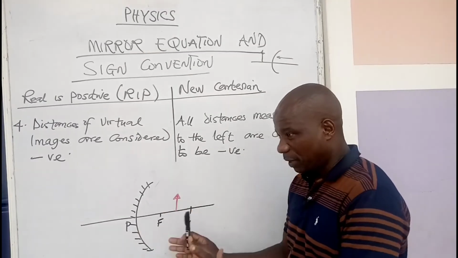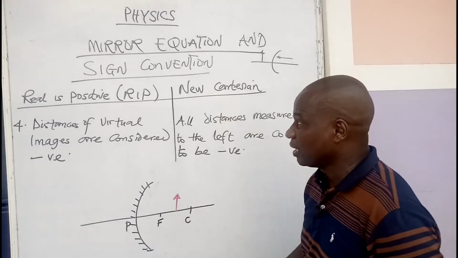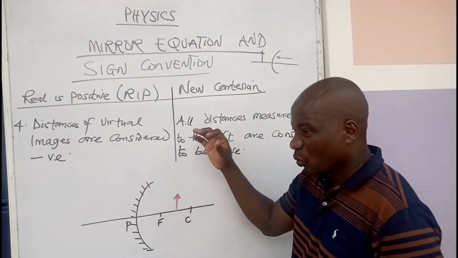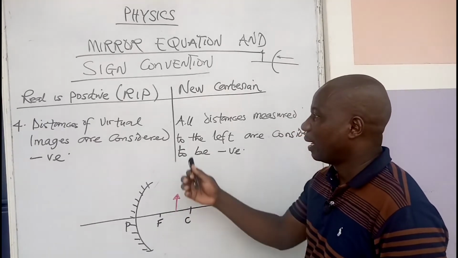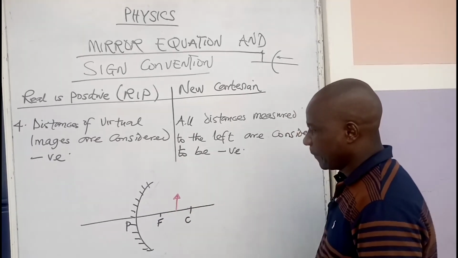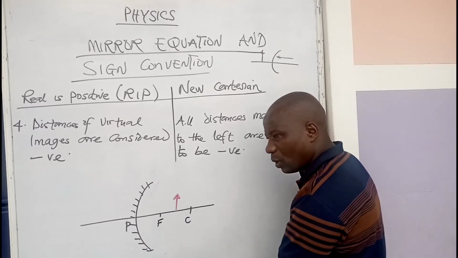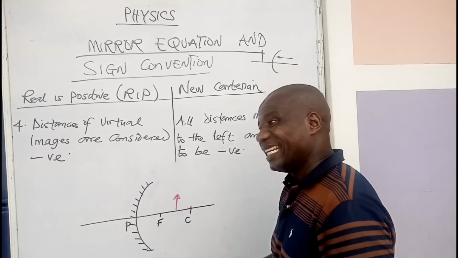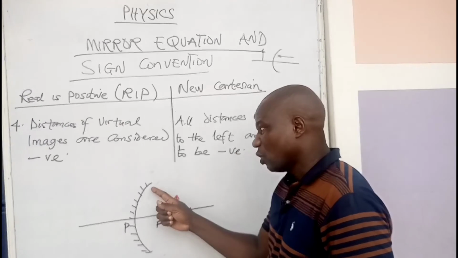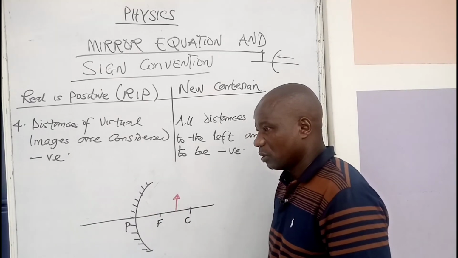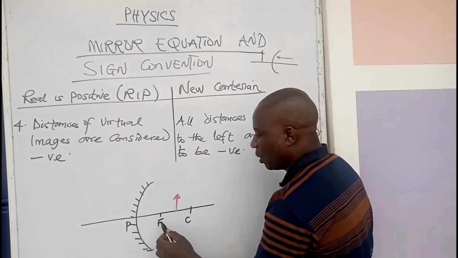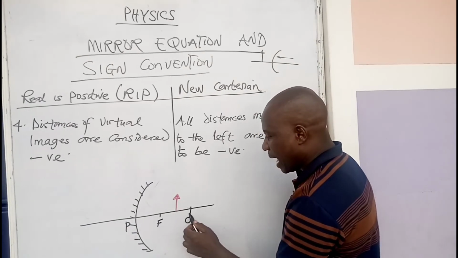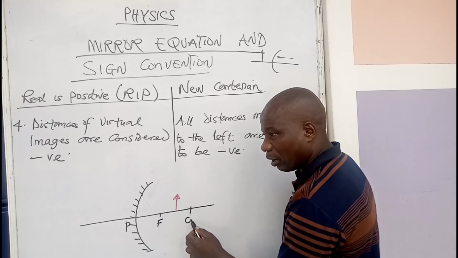Now, I want to explain. I said I want to simplify it. I know you must have read this from your textbooks, but I want to explain what they mean by those concepts. Now, here is my, what kind of mirror is this? Of course, it's a concave mirror because I painted the outside, while the inner is for reflection. Now, I have my pole, I have my principal focus, and of course, I have the curvature.